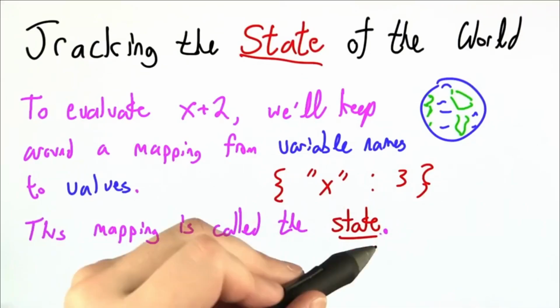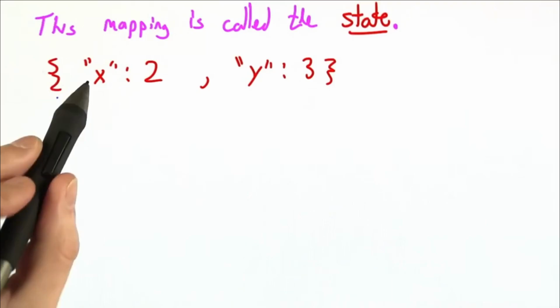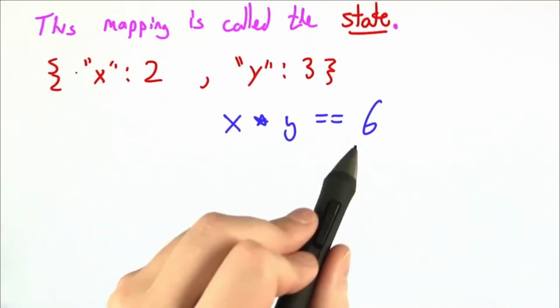It depends on the current state of the world, and it may change over time. We'll need a lot of bookkeeping to keep track of it. As we hinted earlier, a fairly direct way to do this would be to use a Python dictionary that maps strings, variable names, to values. If we had something like this, we could easily evaluate x times y in this state and determine that it's true for this state.